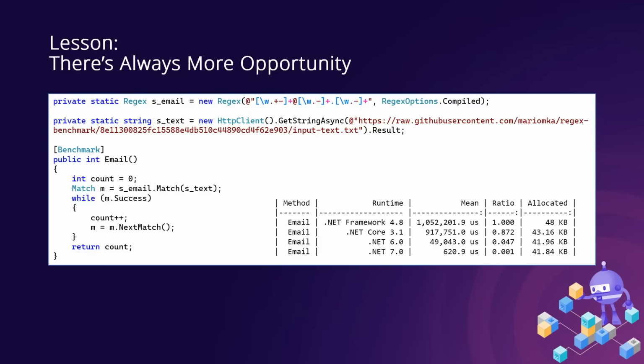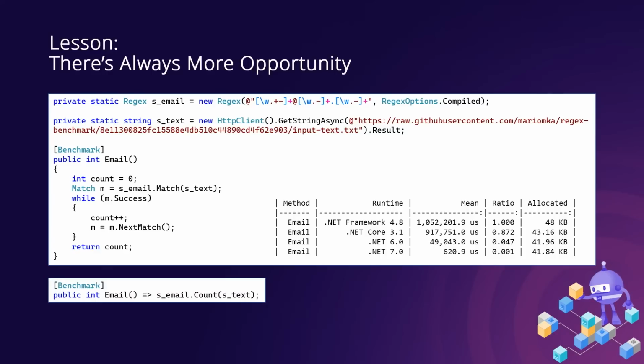And if I run this on a variety of previous releases of .NET, we can see on .NET Framework 4.8, this was taking about a second. You go to .NET Core 3.1, it improves by about 10%. That's pretty nice. You go to .NET 6, and oh man, it gets about 20x faster at about 49 milliseconds. And then you go to .NET 7, and it gets even orders of magnitude faster at about 620 microseconds. But then there's even more opportunity.